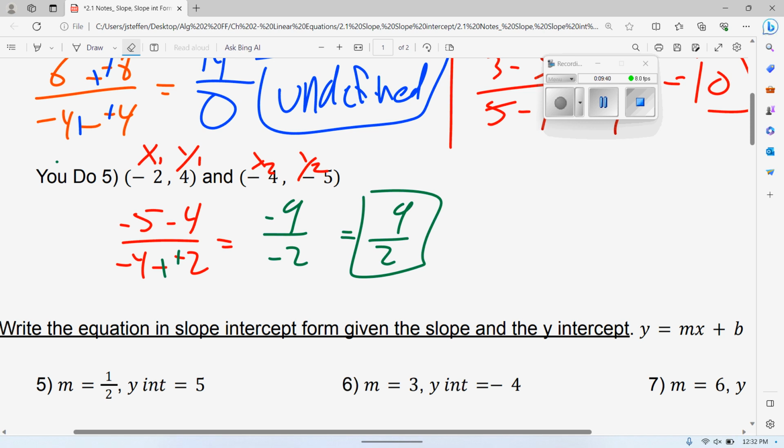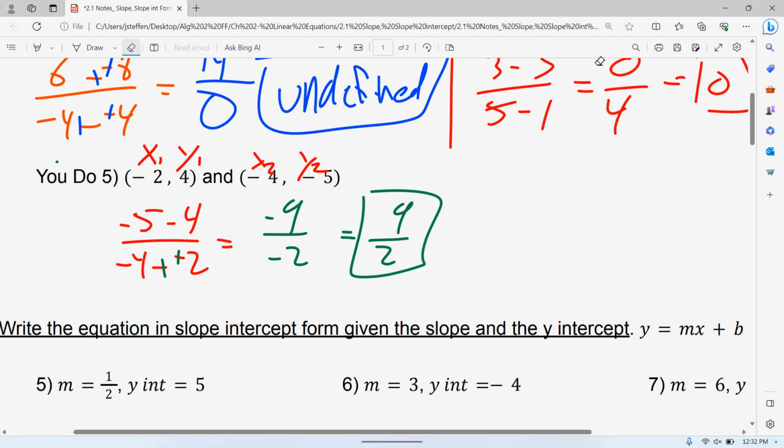If you do that, honestly, it's going to be a huge problem for you guys more than me if you're trying to graph things with fractions for your slope or decimals for your slope. Any questions on that before we move on?